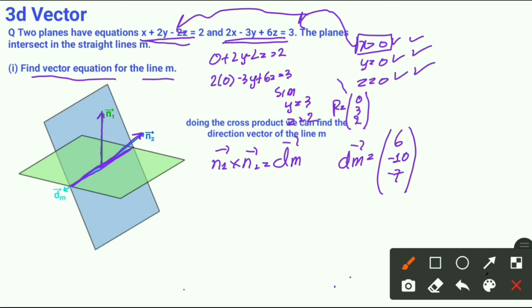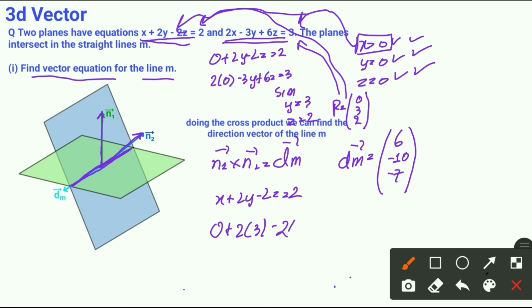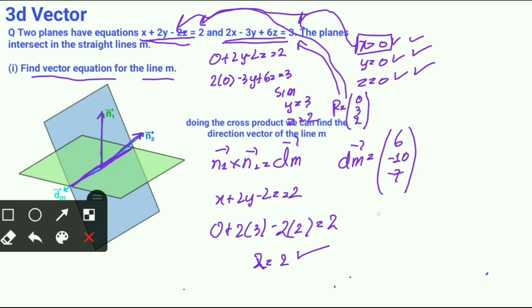Now we're going to put this coordinate into the original equations, to check whether this coordinate is acceptable or not, whether it is correct or not. Sorry, not in this one, in the original equation, this one and this one. So x plus 2y minus 2z is equal to 2. Putting in the values, 0 plus 2 multiplied by 3 minus 2 multiplied by 2 is equal to 2, and doing all the calculations, 2 is equal to 2, which proves it is correct.